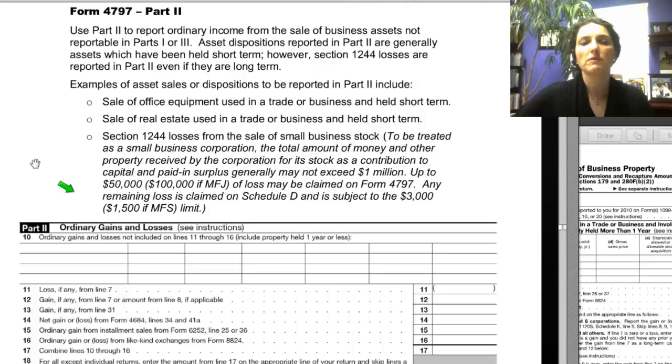So if you are reporting Section 1244 property losses, you can claim those losses in Part 2 of Form 4797. You're allowed to claim up to $50,000 of loss, or twice that amount if married filing joint, and this is a special treatment for the sale of stock that normally would be subject to a $3,000 loss limit. Now, this rule of a $50,000 limit only applies to the sale of Section 1244 property. It would not apply to the sale of, say, office equipment or real estate that was sold at a loss.